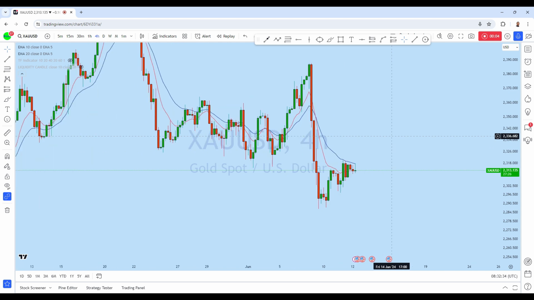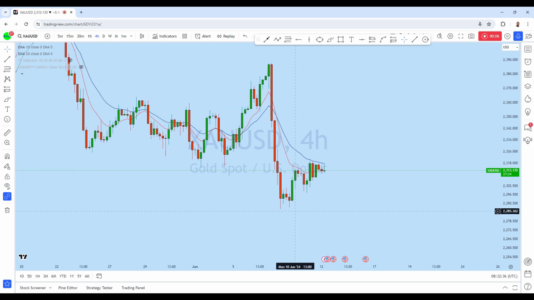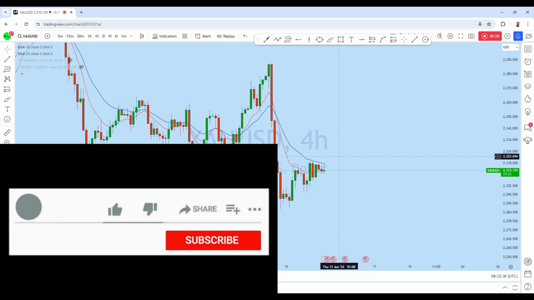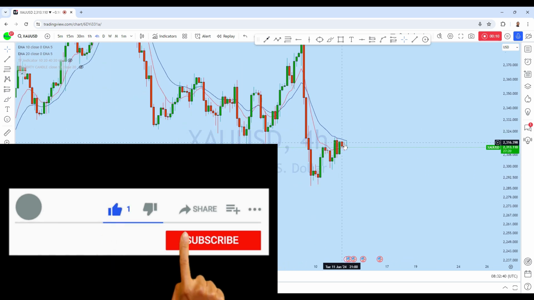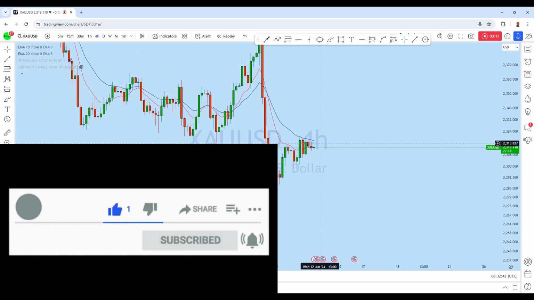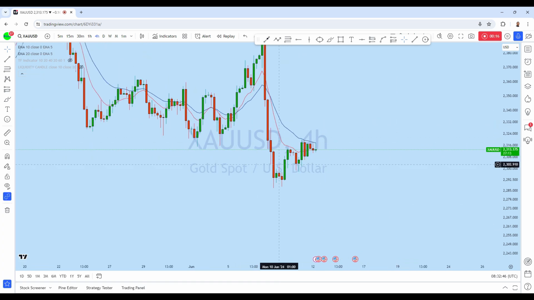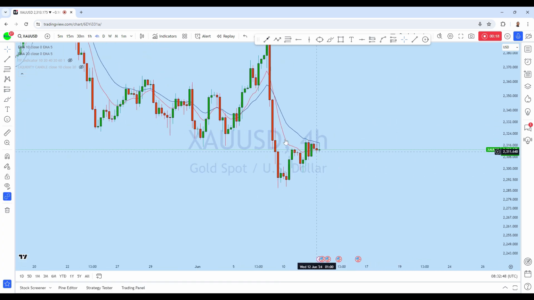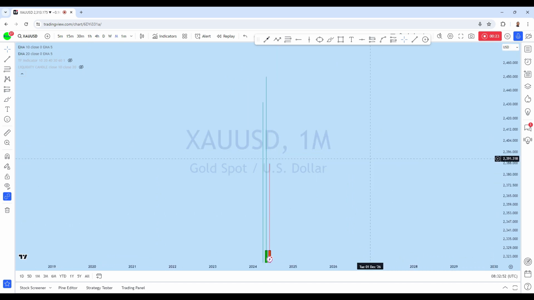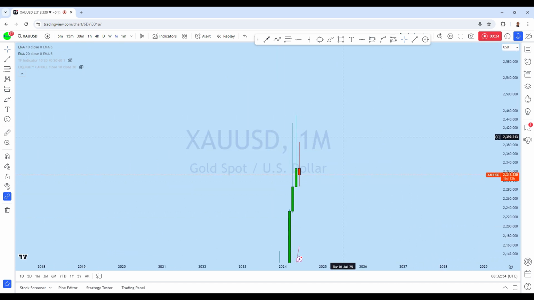So we have seen that gold, after the NFP and this massive drop, is now in a consolidation, waiting for another breakdown. Before we look at how we can trade this instrument, let's quickly look at the higher time frame, the monthly chart, to see the overall picture in the market now.